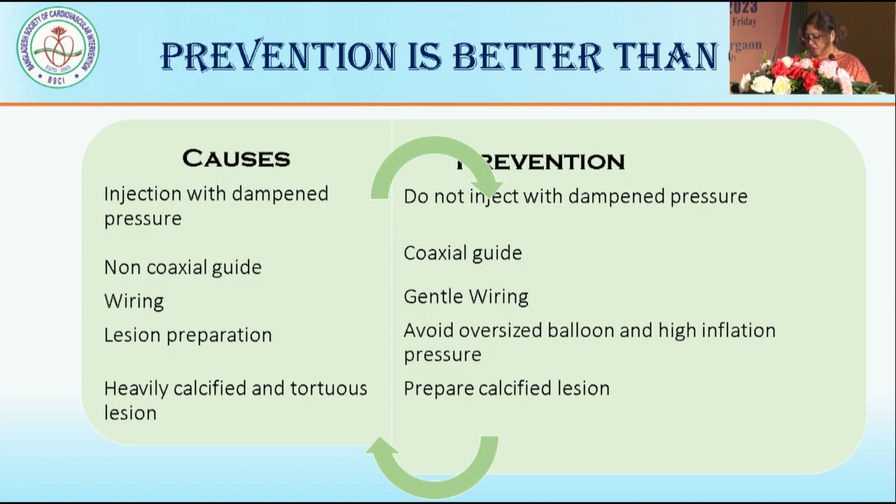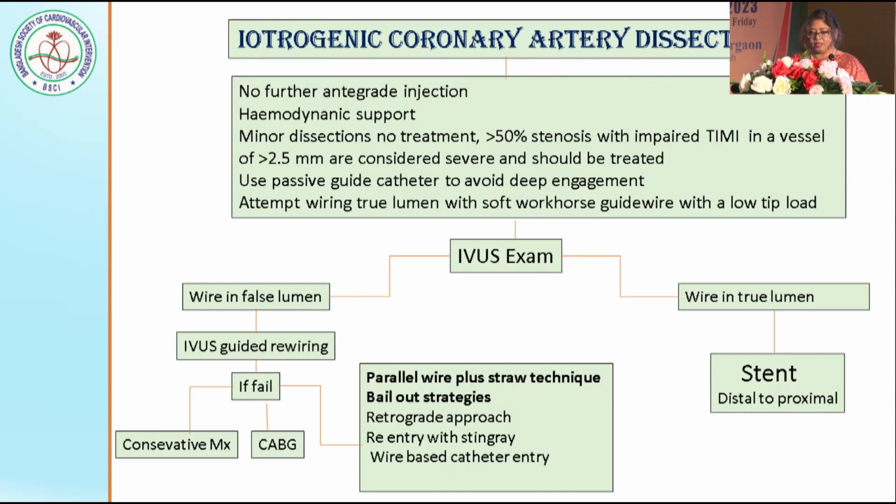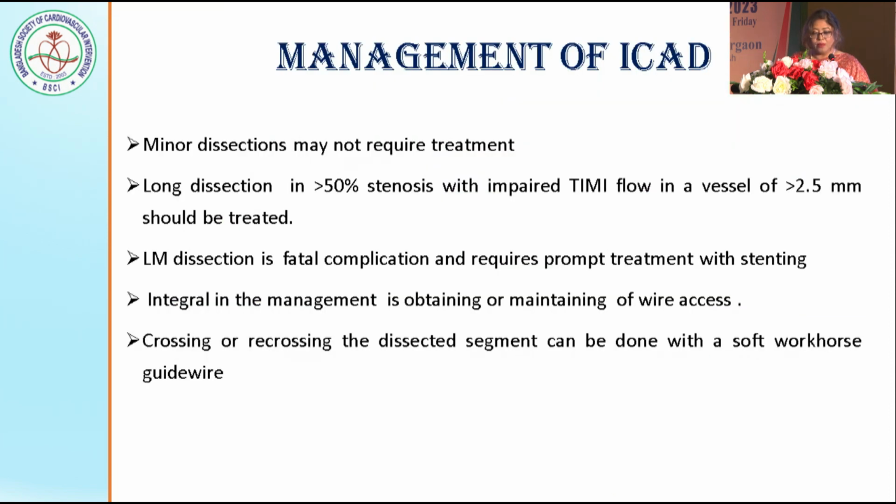Prepare the calcification well. While wiring a dissected vessel, we can do the parallel tracking, STRAW technique, and this is the algorithm for iatrogenic coronary dissection management protocol. So minor dissection may not require treatment. Long dissections, more than 50% stenosis, impaired TIMI flow, and a vessel more than 2.5 millimeters should be treated. LM dissection is a fatal complication. It requires prompt treatment with stenting.